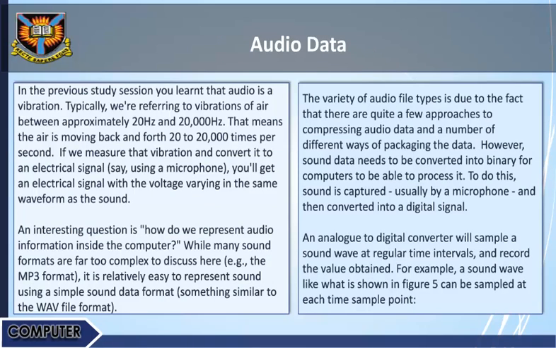Audio data. In the previous study session, you learned that audio is a vibration. Typically, we are referring to vibrations of air between approximately 20 Hz and 20,000 Hz. That means the air is moving back and forth 20 to 20,000 times per second. If you measure that vibration and convert it to an electrical signal, say using a microphone, you will get an electrical signal with the voltage varying in the same waveform as the sound. An interesting question is, how do we represent audio information inside the computer?